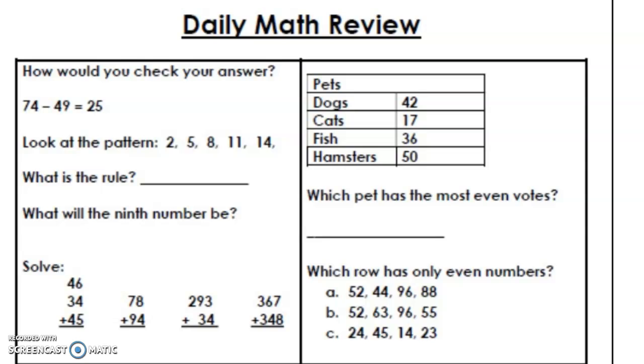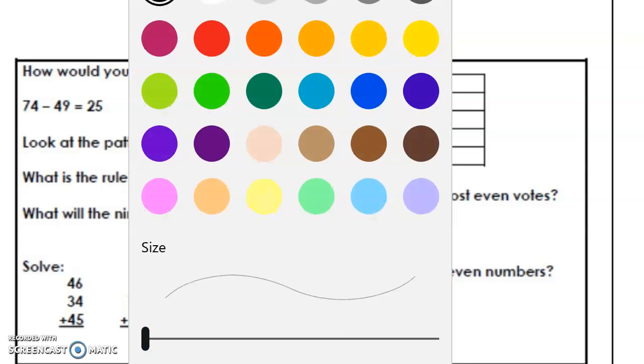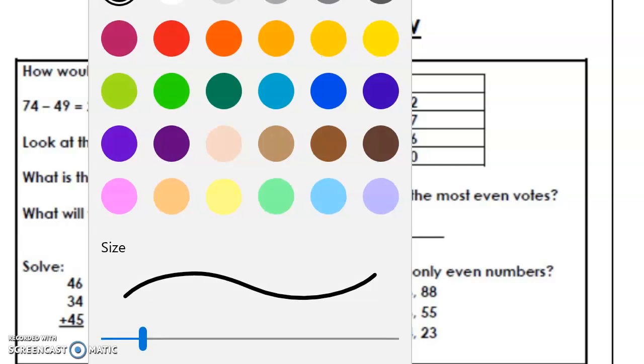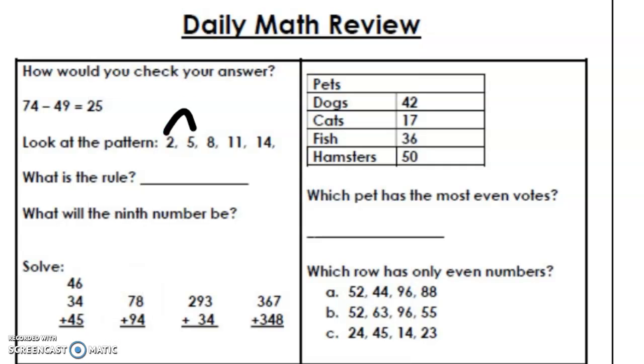Okay, so now we're looking at the pattern. So I'm going to make this a little bit bigger. If we're looking at the pattern going from 2 to 5, we are adding 3. Go from 5 to 8, we're still adding 3. 8 to 11, adding 3. 11 to 14, adding 3. So what did we do for every single one of those? Plus 3, plus 3. We added 3.